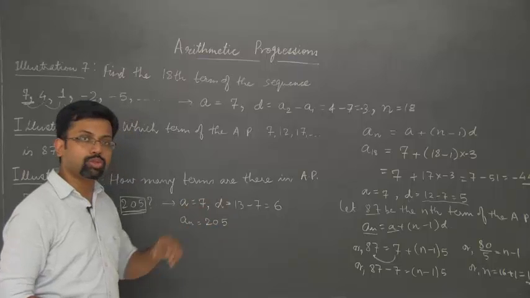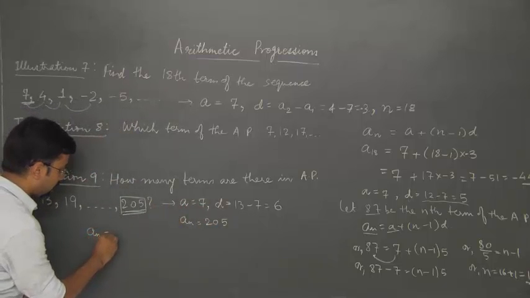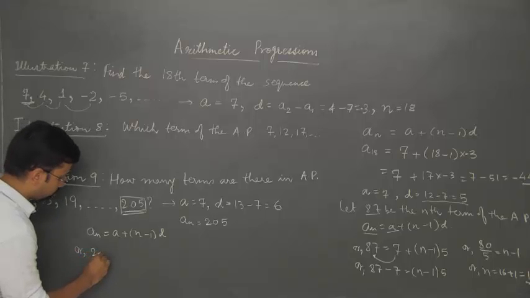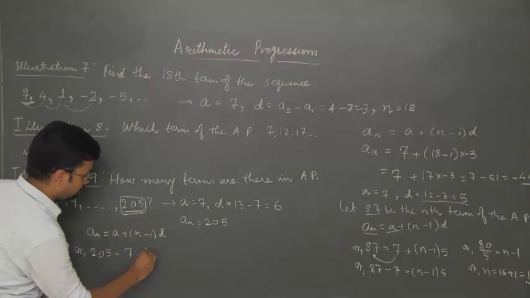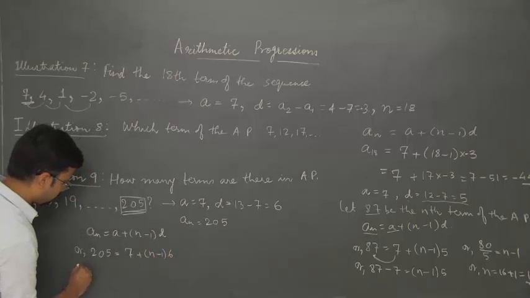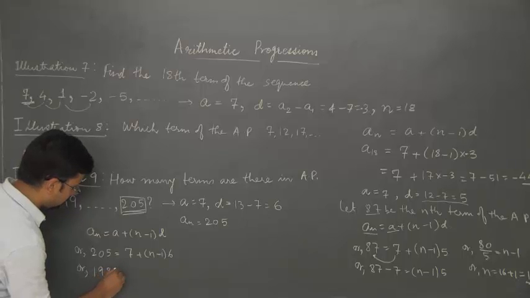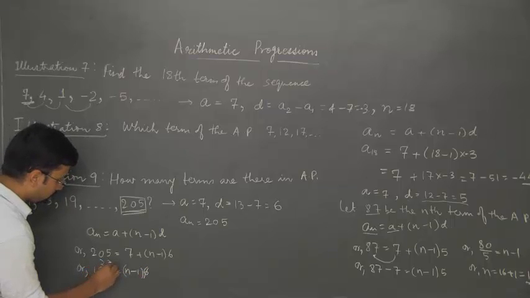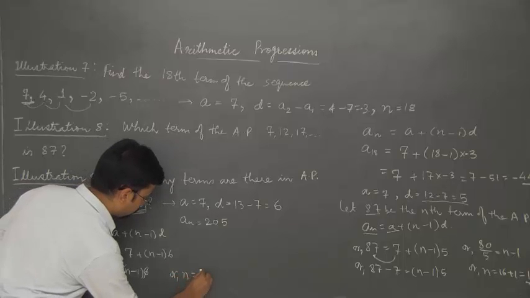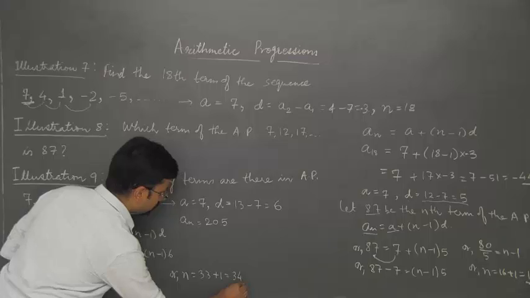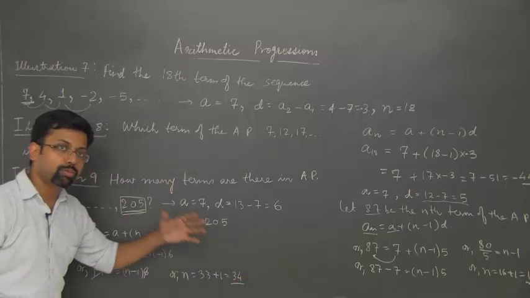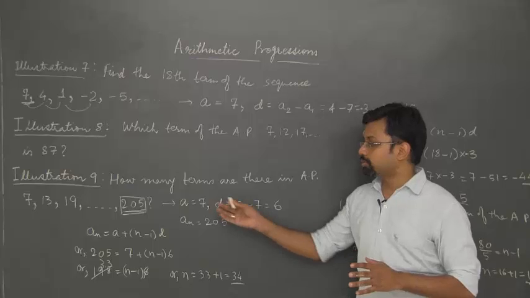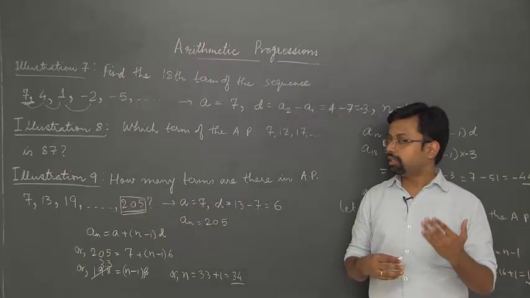So we assume an to be 205. Now we use the formula again. It's an equal to a plus n minus 1 into d. So we have an is 205 equal to 7 plus n minus 1 into 6. We take 7 this side, so we get 198 is equal to n minus 1 into 6. This cancels out. We get 33. So we get n equal to 33 plus 1 is equal to 34. So 205 is the 34th term of the given AP. And since 205 is the last term, we can say that there are 34 terms in the given AP 7, 13, 19 up to 205.